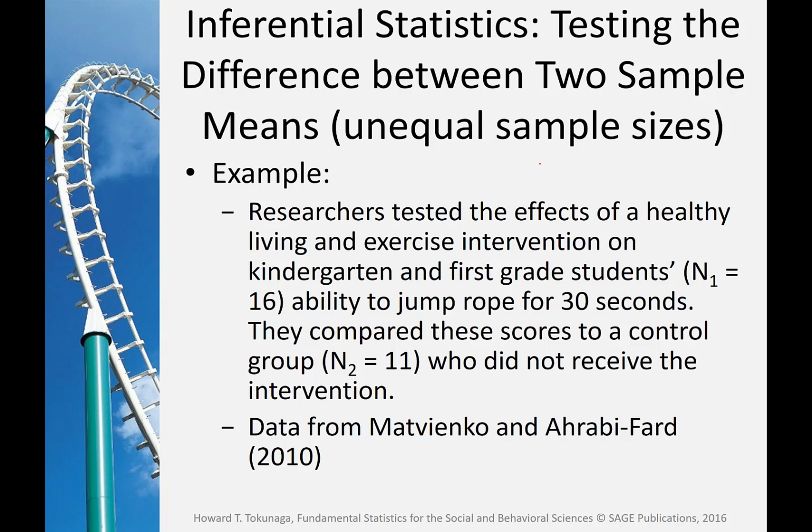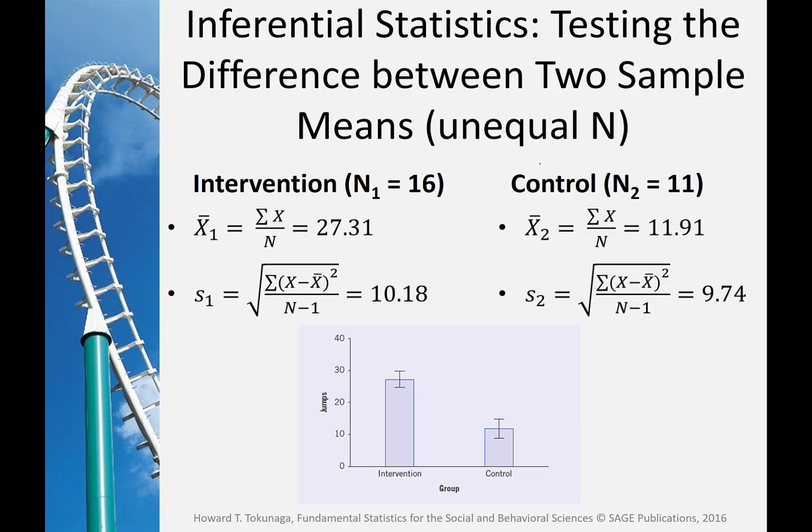This is the effects of a healthy living and exercise intervention on kindergarten and first grade students. And let's measure their ability to jump rope for 30 seconds. I have one of these creatures. I don't think he could jump rope at all, much less for 30 seconds, but maybe if he took a class that would teach him how to jump rope, he would do better. So we have a treatment group, and then we have a control group. Just average kids, regular kids that have not received the treatment. The two group sizes are different, 16 and 11, so we'll have to pay attention to that.